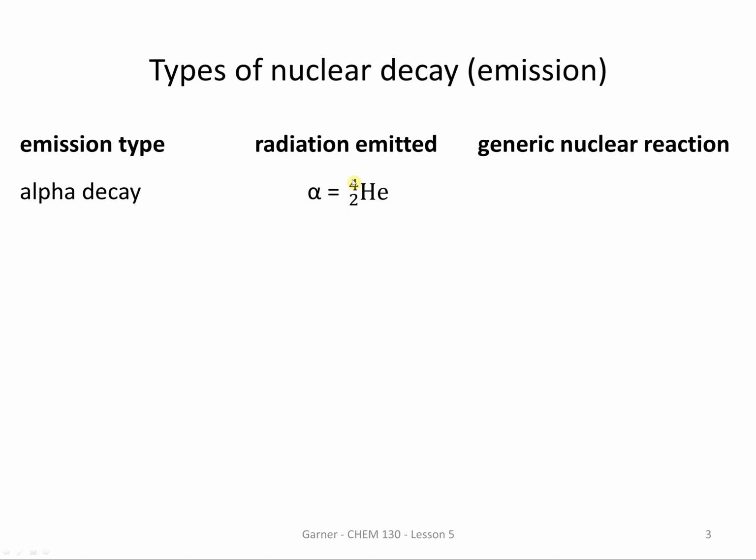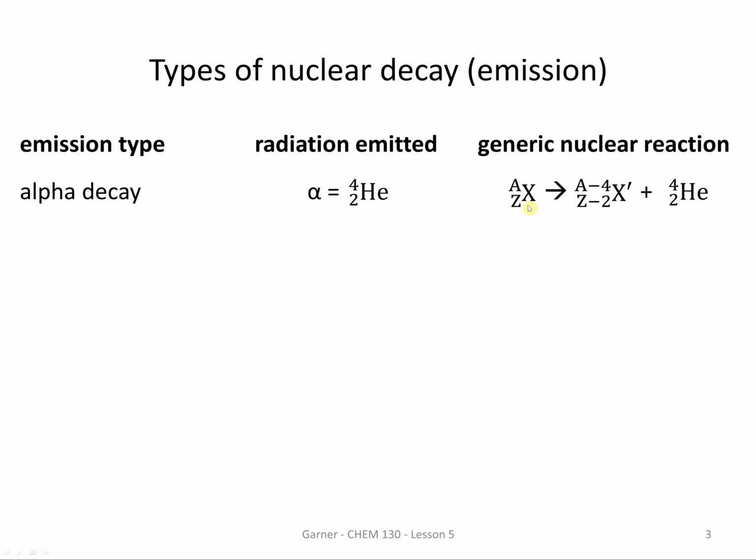Again, it's 4 since it contains 2 protons and 2 neutrons. You'll often see a nuclear reaction equation written, so you'll often see these written like reaction equations. So you can do that for each of these decay processes that we're going to show on this slide.